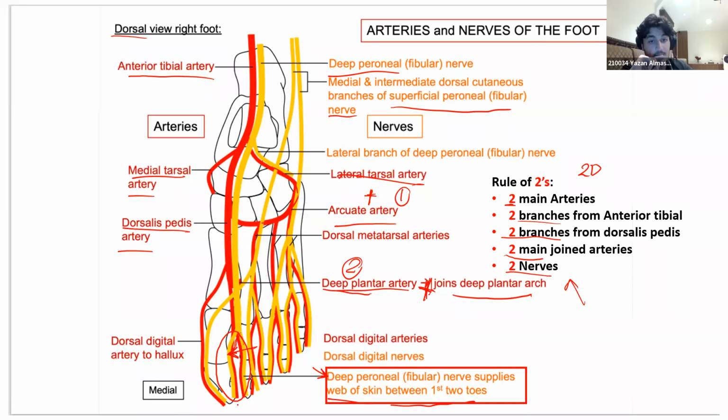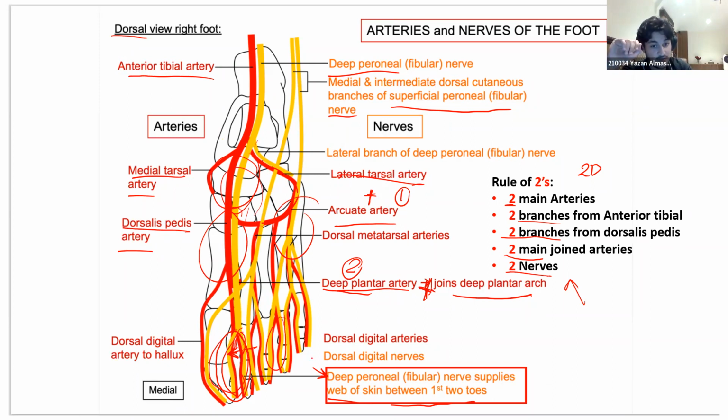Okay, now if they ask you, for example, the middle toe or the third toe is affected, then it's the superficial peroneal. Deep peroneal is only this area when it comes to toes. Now, they're not going to ask you about this area or this area or this area. If they ask you about this area, for example, it's deep peroneal, but they probably won't ask you.